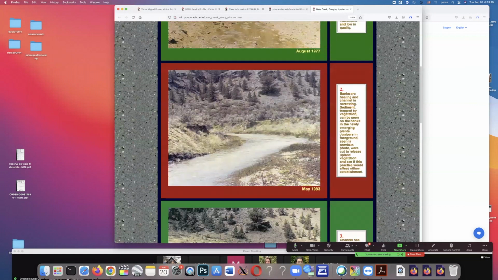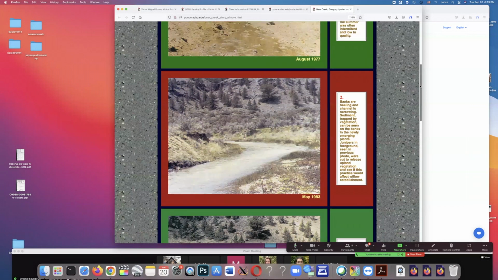The base flow dries out. That means the groundwater goes below the base level of the stream. Number 2, banks are healing and the channel is narrowing. Now the banks are healing. Can you see the healing over here?